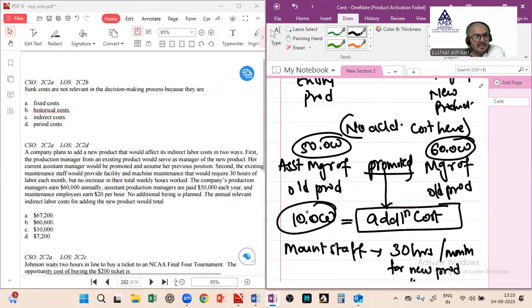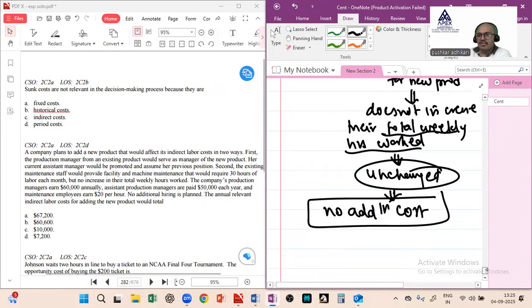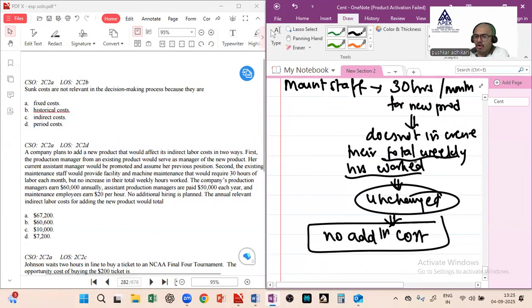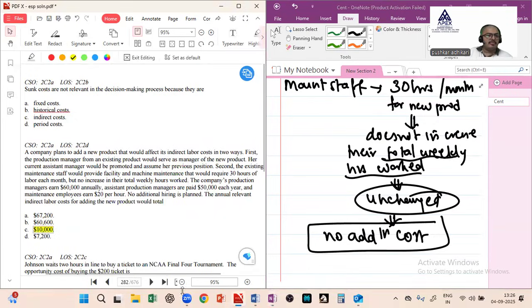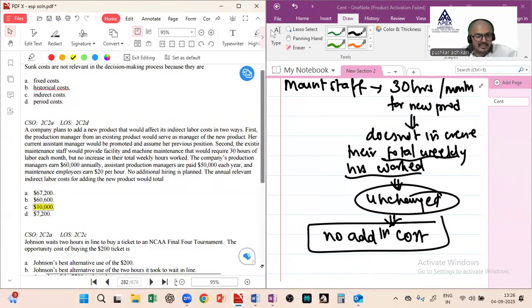And the maintenance employees earn 20 per hour, but there is no increase in weekly hours. So even if you are making 20 per hour, for those 30 hours, your total cost is staying the same. Nothing has changed. What is changing because of this? The assistant manager who was making 50,000 will now make 60,000. So the only increase in this question is these $10,000. Please don't be fooled. Your answer here is 10,000. There is no other increase happening.